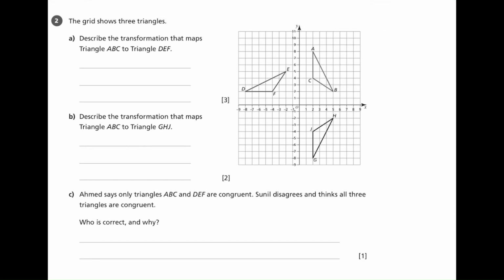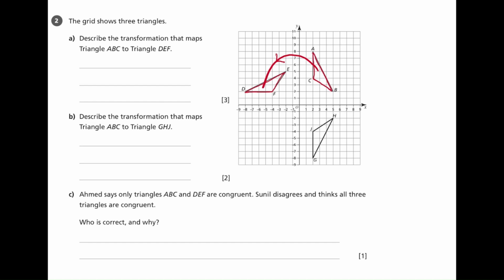In this question, we're looking at transformations. In part A, we have triangle ABC, and it has moved to triangle DEF. We can see that the triangle has turned onto its side. So this is a rotation, and the direction is anti-clockwise. And because it's turned on its side, we know that the angle is 90 degrees.